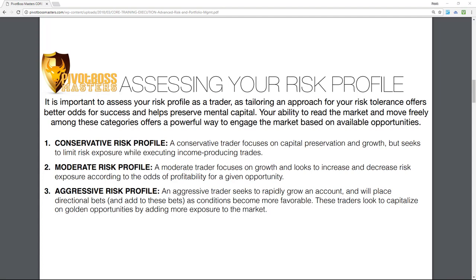You can be more aggressive about adding to that position or triggering the initial position. An aggressive risk profile would be a trader who seeks to rapidly grow an account and will place directional bets and add to these bets as conditions become more favorable. These traders look to capitalize on golden opportunities by adding more exposure to the market. This is really when you start to jump into advanced trade management, where you're such a good trader you can effortlessly flow in and out of these various categories.